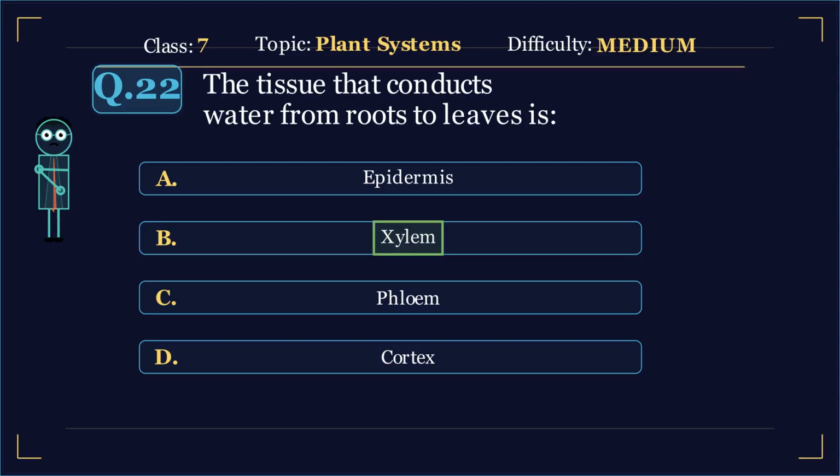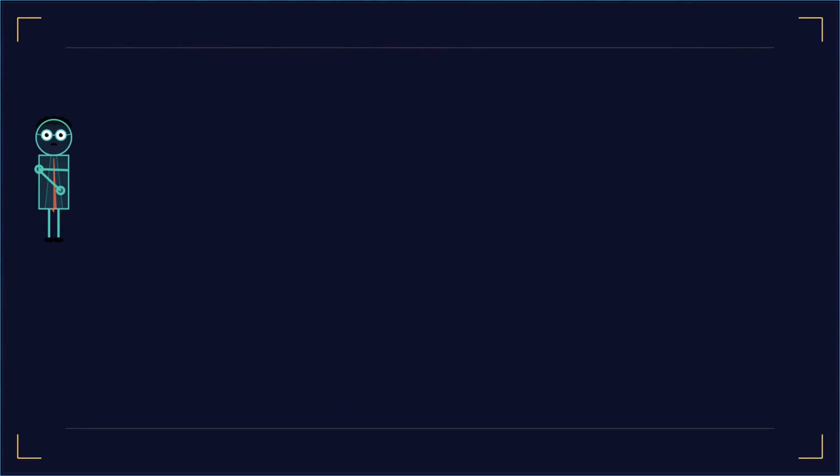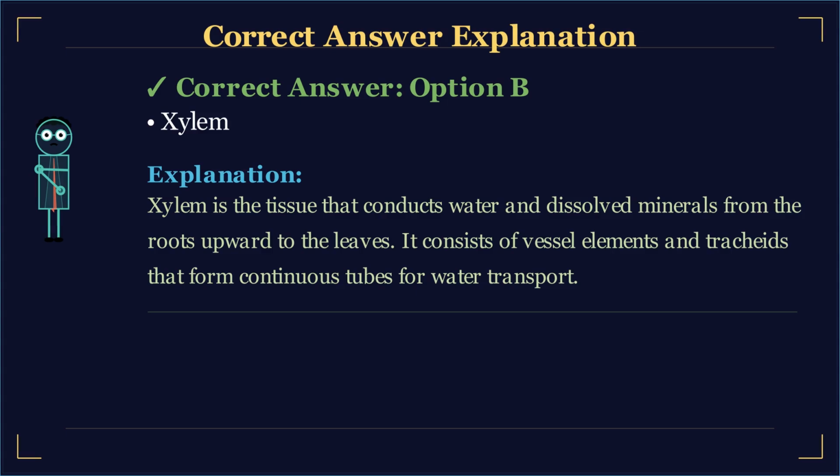The correct answer is option B. Here's the explanation for the correct answer. Xylem is the tissue that conducts water and dissolved minerals from the roots upward to the leaves. It consists of vessel elements and tracheids that form continuous tubes for water transport.